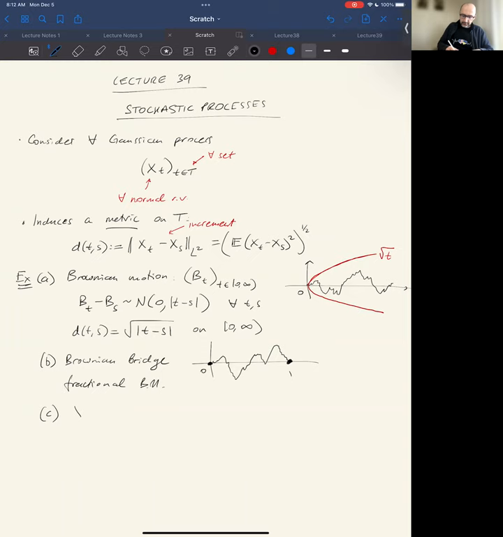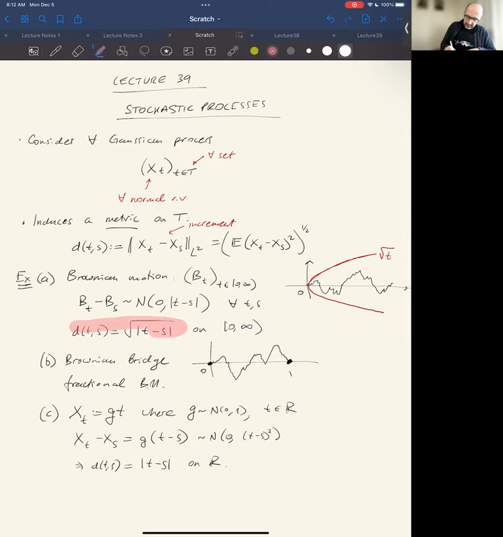Another example, a simpler example, is where X_t is just g t, where g is one normal random variable, and T is, let's say, the reals. And X_t minus X_s is g times (t minus s), which is normally distributed, mean zero, and variance (t minus s) squared. So in this case, the distance is the classical distance on R. The last example had a square root, and now there is no square root. Now it's a more familiar distance on R.